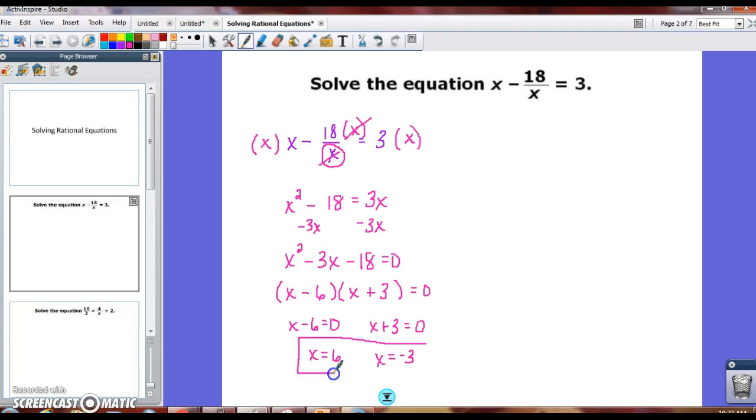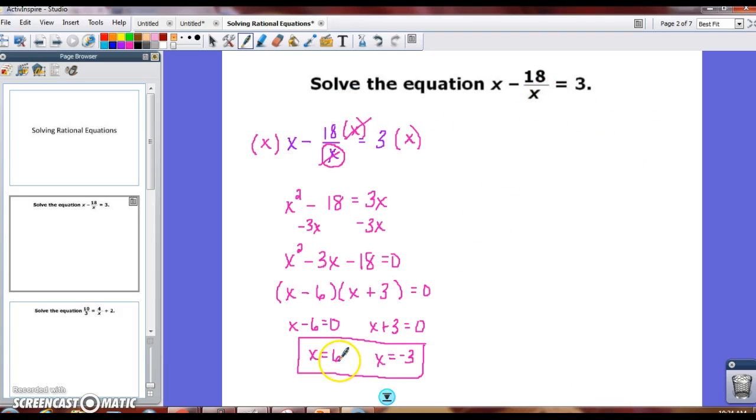Now, a lot of people would stop here and say, okay, I found x, I'm all done. It could be 6 or negative 3. Here's the one really important thing that you have to do whenever you're solving a rational equation. And it's very easy. All you have to do is check these back in the original equation. You basically have to check to make sure that they don't make the denominator 0. If any of your answers ever make a denominator 0, you have to reject it because you can't divide by 0.